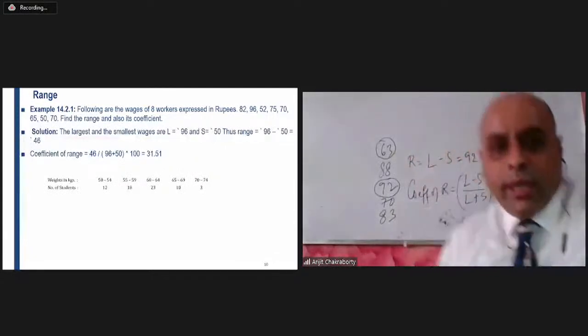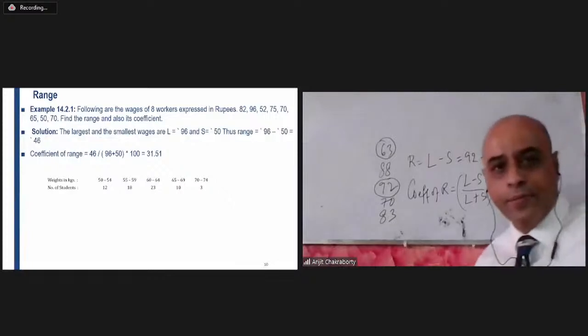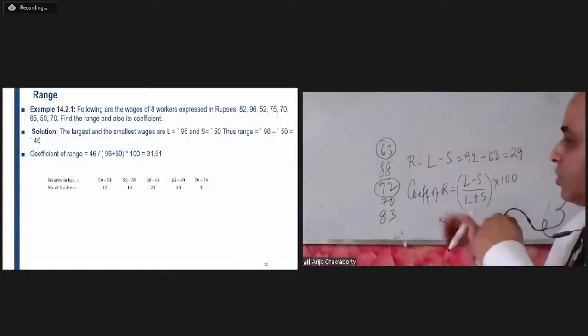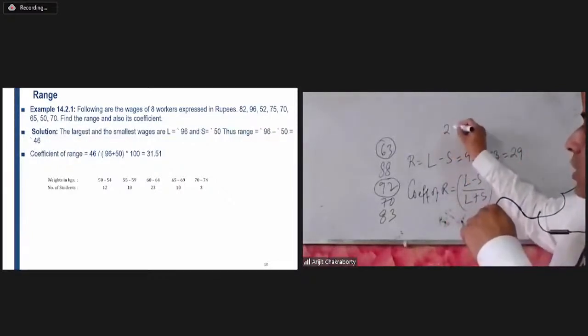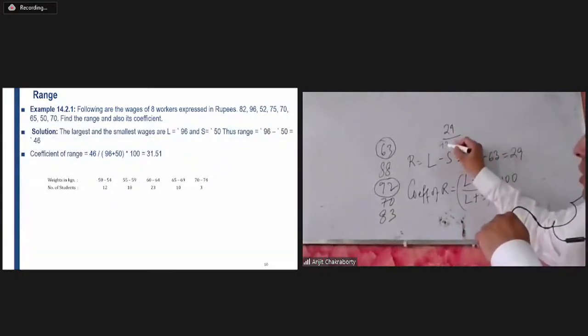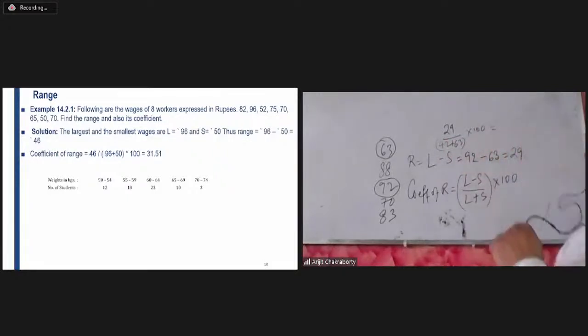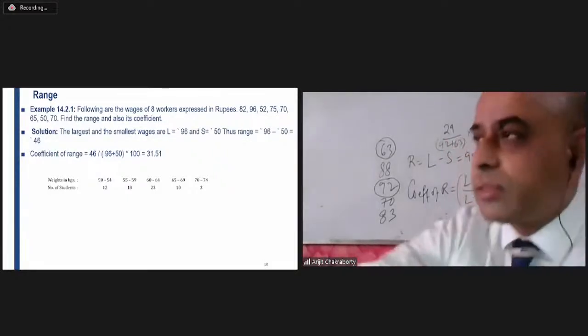The range is 29. Okay, the range is coming to 29. 92 minus 63, 29. So the coefficient of range is how much? 29 divided by 92 plus 63, 92 plus 63 into 100. Okay, so let us just calculate this figure.